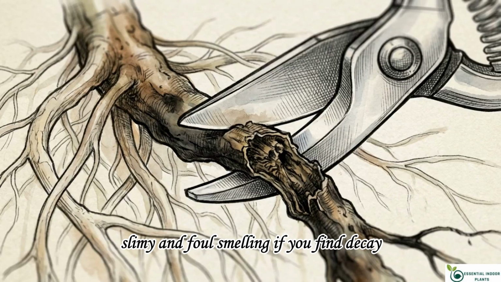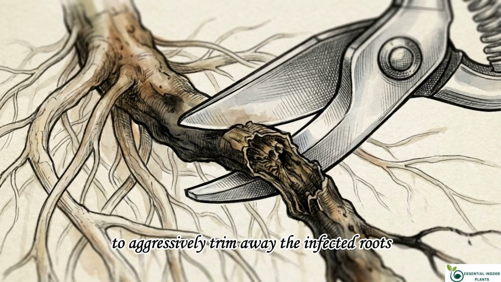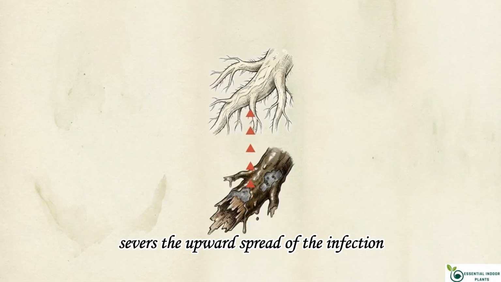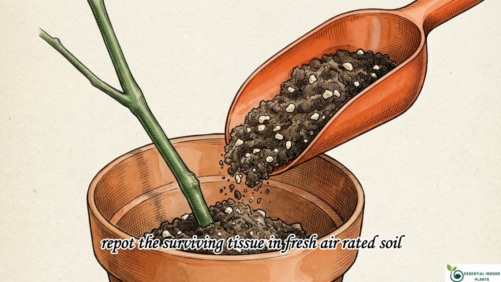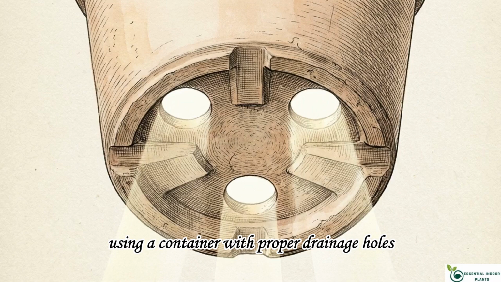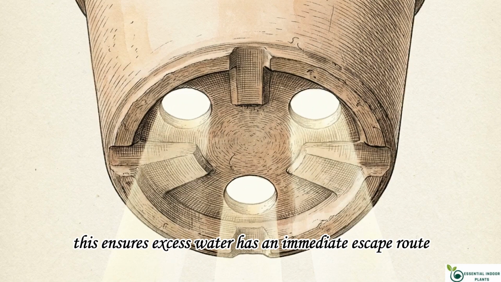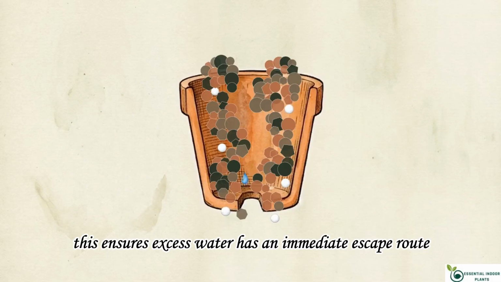If you find decay, use sterilized shears to aggressively trim away the infected roots. This physically severs the upward spread of the infection. Repot the surviving tissue in fresh, aerated soil using a container with proper drainage holes. This ensures excess water has an immediate escape route.